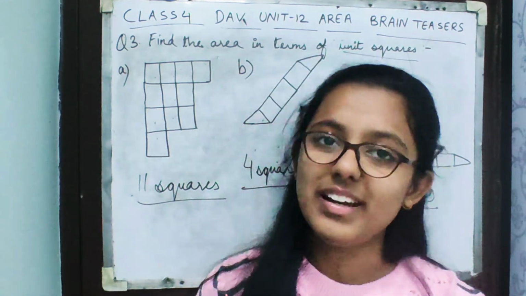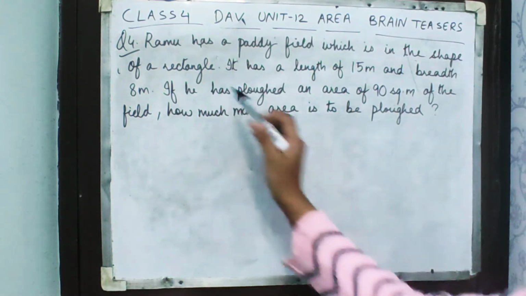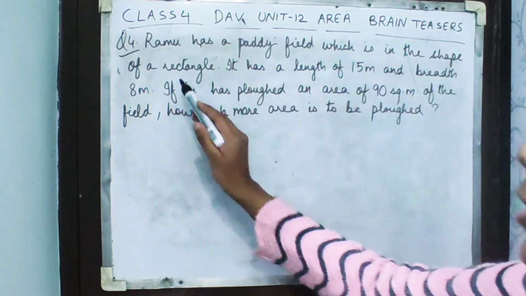Now let's move on to our next question. Now moving to our fourth question, that is, Ramu has a paddy field which is in the shape of a rectangle.